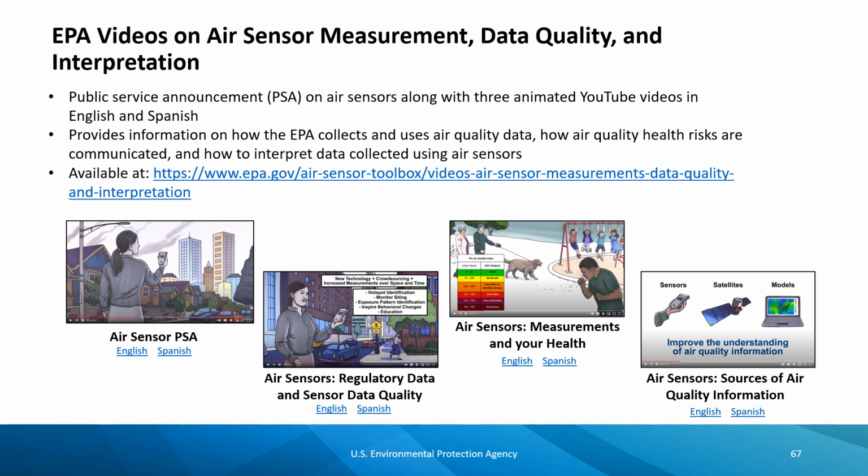The US EPA provides information for the public about how it collects and uses air quality data, communicates air quality health risks, and interprets data collected using air sensors through the use of short informational videos. This video series is available in both English and Spanish and can be found from a link on the Air Sensor Toolbox webpage.